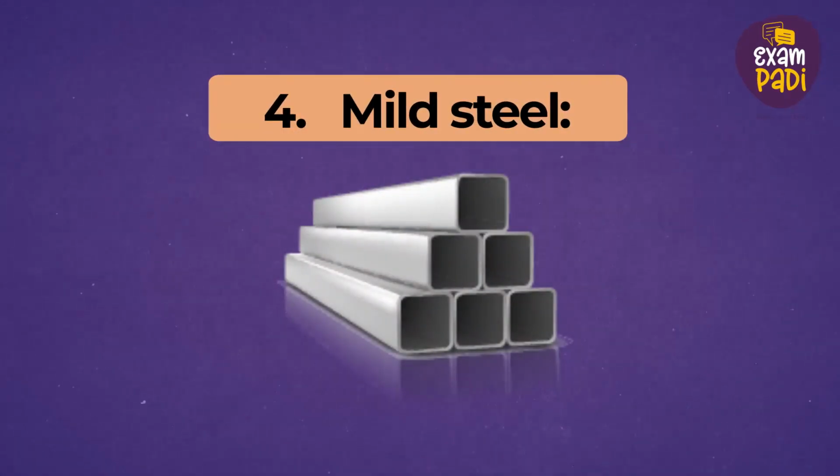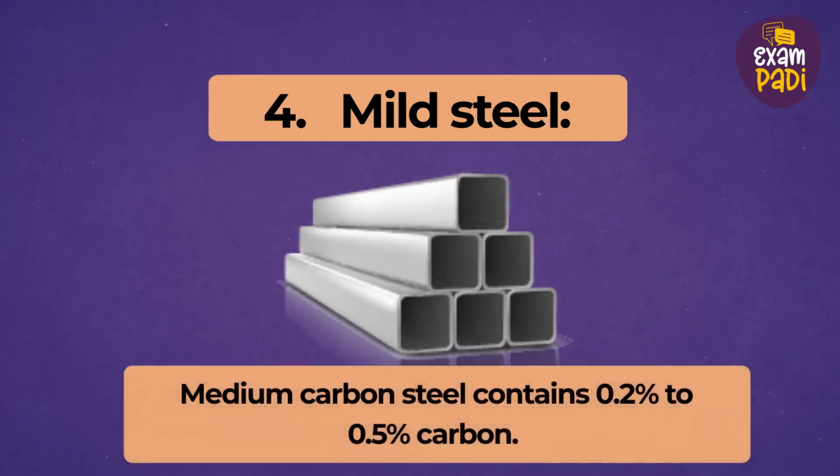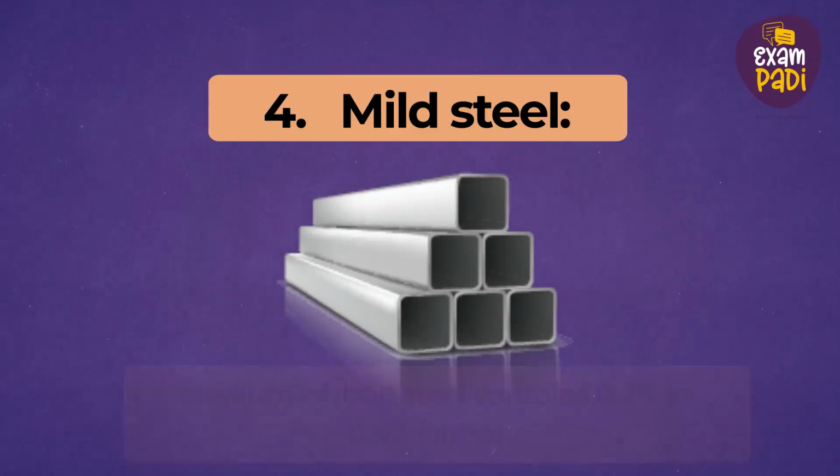Number 4, we have the mild steel. This is classified by its carbon content. Some are low carbon steel, having 0.05% to 0.15% of carbon. Now, medium carbon steel contains 0.2% to 0.5% of carbon. They are also produced from pig iron in an open furnace. They can be black or they could be white.